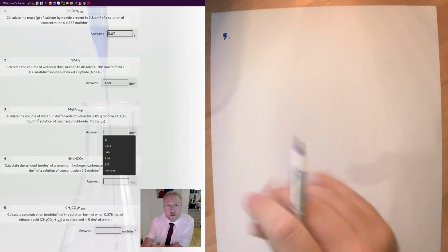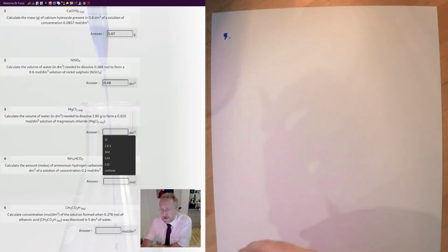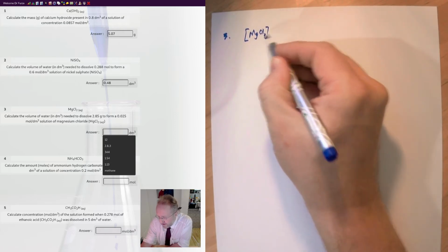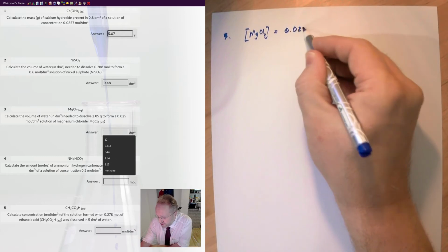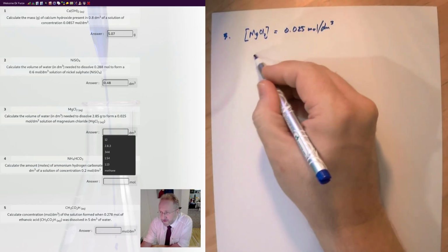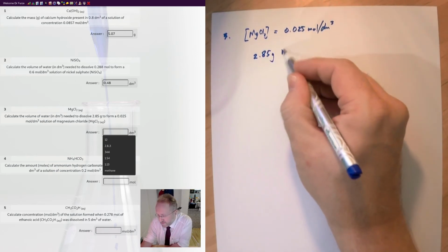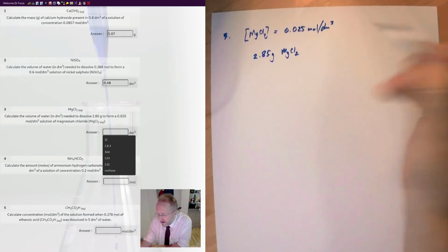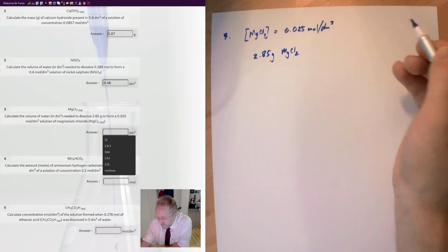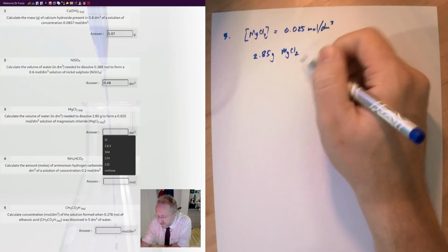Question 3. Calculate the volume of water needed to dissolve 2.85 grams to form a 0.025 moles per decimeter cubed solution of magnesium chloride. So the concentration that we want of magnesium chloride is equal to 0.025 moles per decimeter cubed, and we have 2.85 grams of MgCl2. Now, we need to calculate the volume, but first we need to convert to moles.